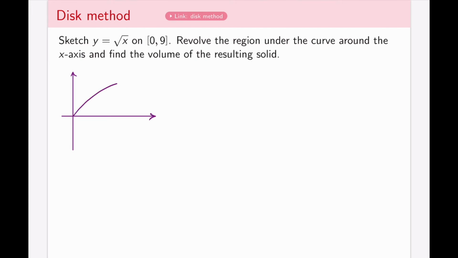So I have square root of x. This is my square root of x function. I'm interested between 0 and 9, so let's say this is 9, and I'm going to be rotating around the x-axis. So again, switching on our three-dimensional thinking, I have to take the curve and the region below it and rotate it all the way around, coming out from the screen onto the paper and back again, making a full revolution all the way around.